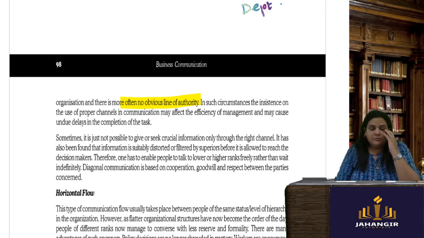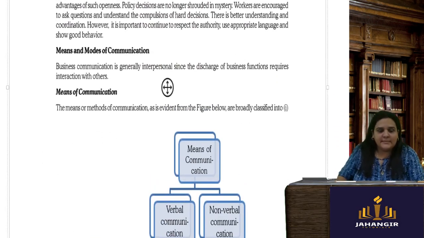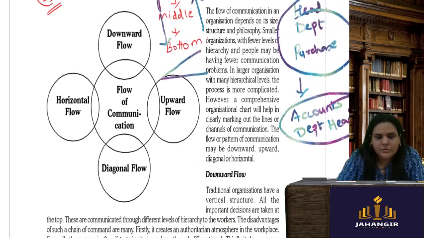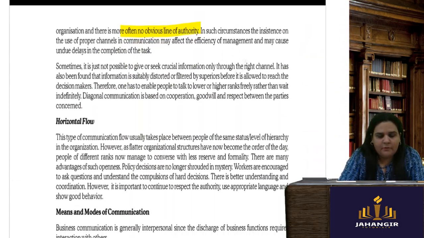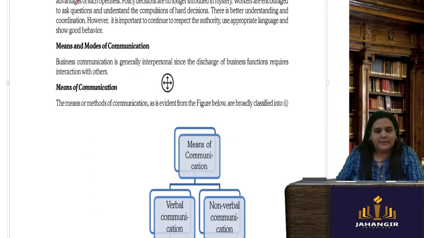Okay, they sometimes ask you a question whether there is a vertical flow. There is no such vertical flow of information or communication. Okay, then we have means and modes of communication. So understood? Downward, upward, diagonal, horizontal. Now coming to means and modes of communication, topic number 6.